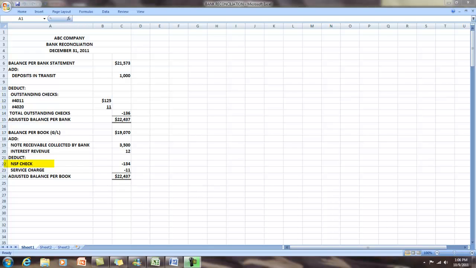In the deduct section, there is an NSF check. NSF stands for not sufficient funds. A customer gave that check to the company, and the customer doesn't have enough money in his or her account to cover it. Now the company no longer has that amount in the account, so deduct it. Also, the company may have a service charge from the bank. Deduct this also. Notice now that the adjusted balance per bank of $22,437 equals the adjusted balance per book, so this month's bank reconciliation is done.